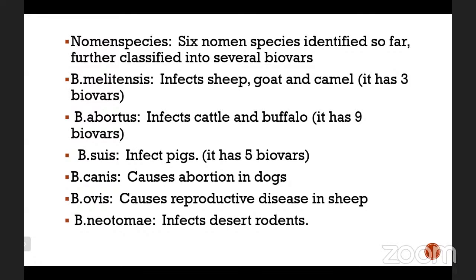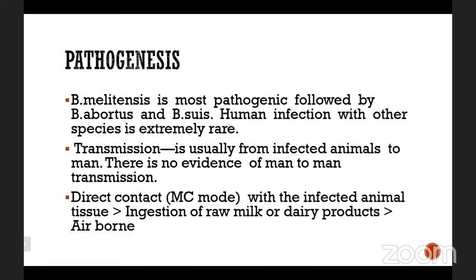Brucella suis will infect pigs. It has totally 5 biovars. Brucella canis will cause abortion in dogs. Brucella ovis will cause reproductive disease in sheep. Brucella neotomae will infect desert rodents. Next one is pathogenesis.